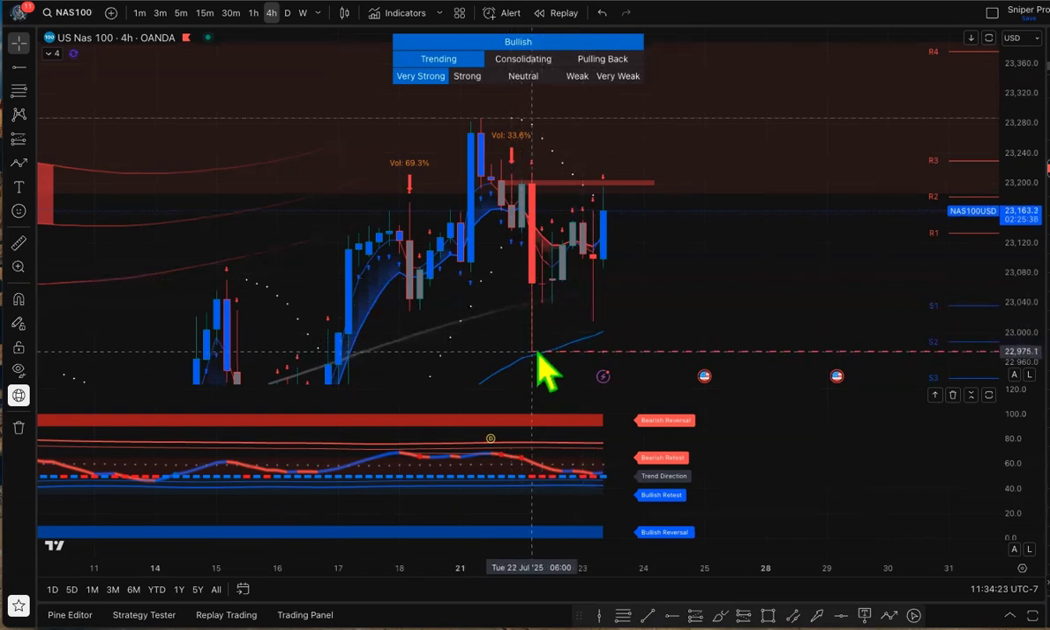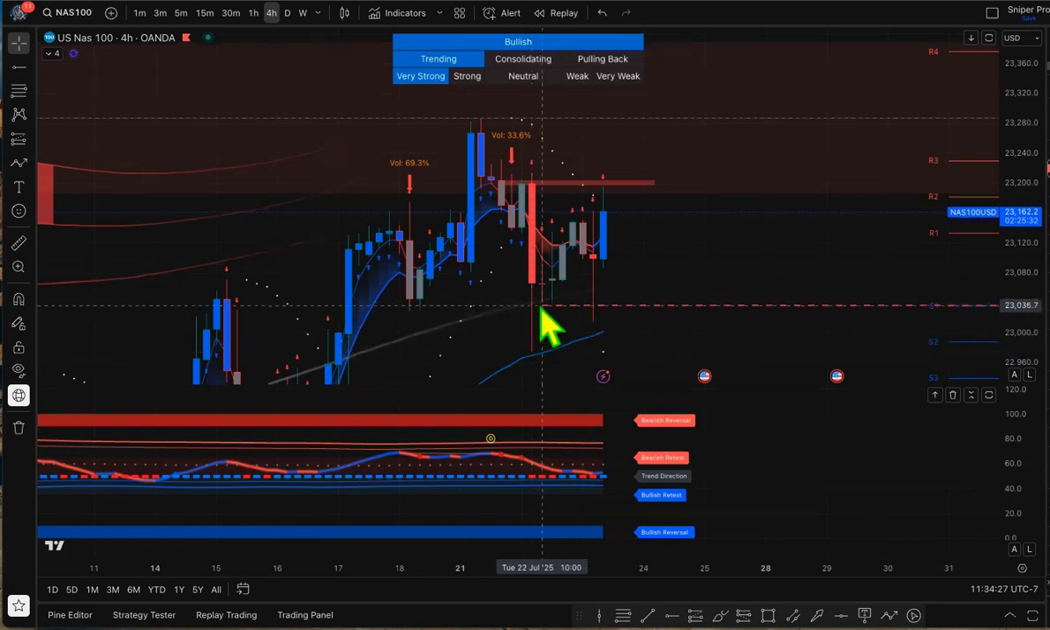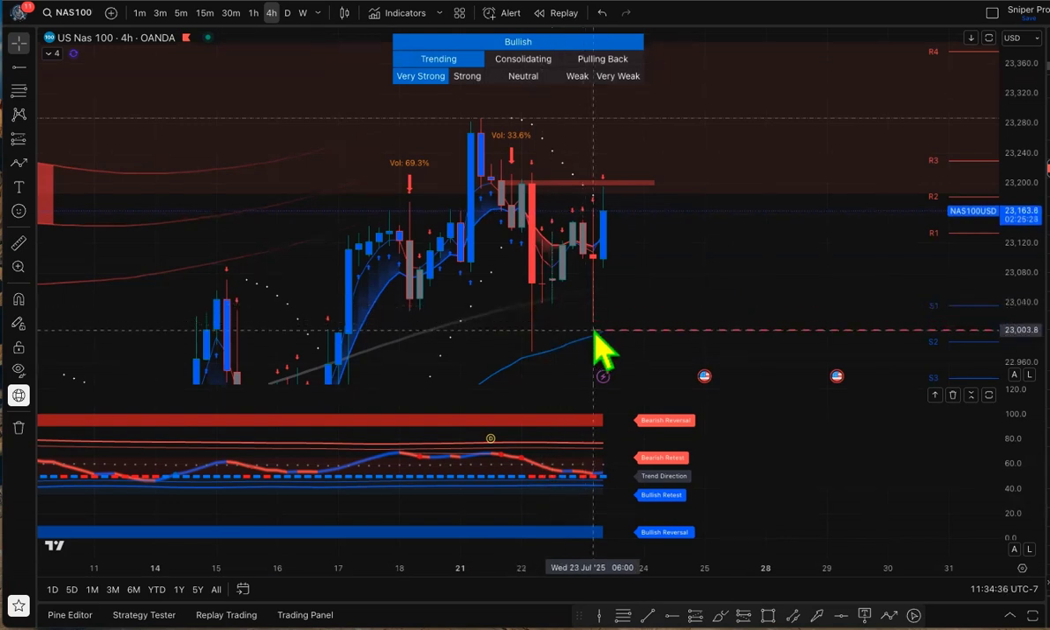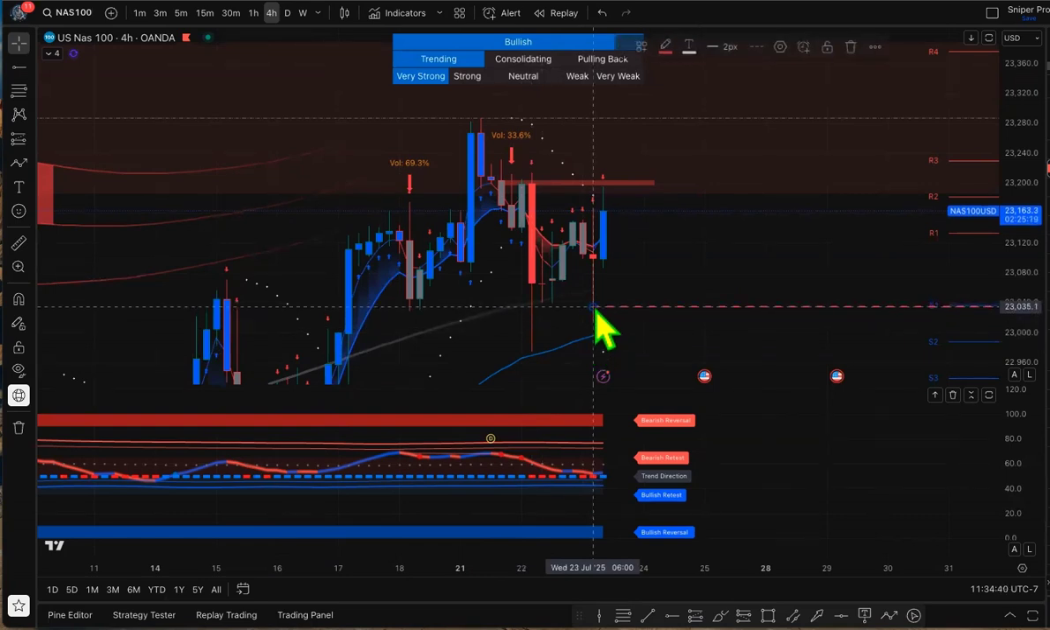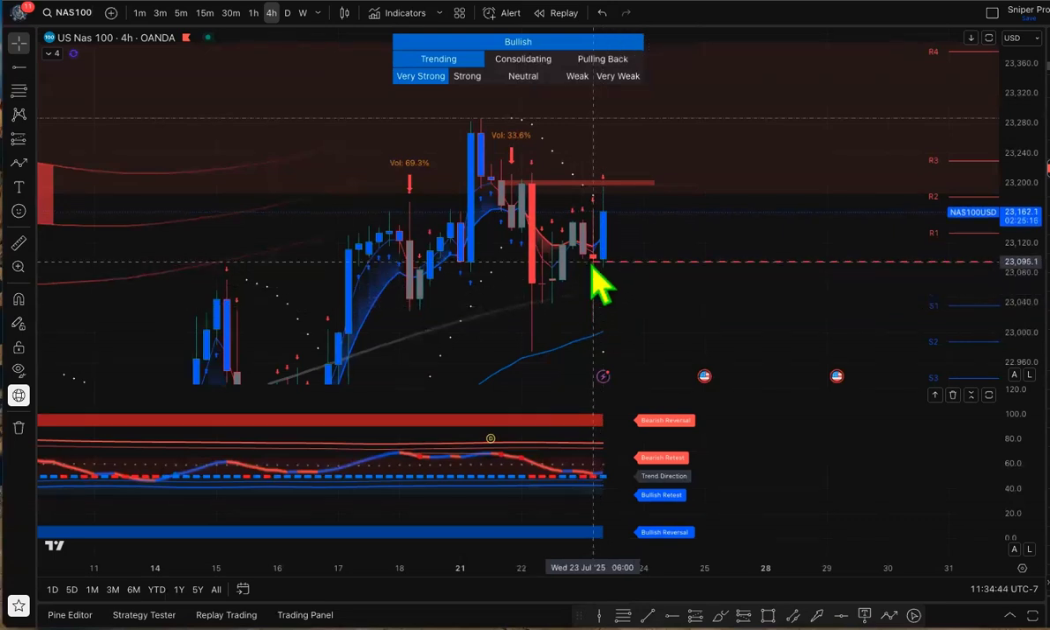This one came down and hit it. What did it do? Rejected off it. This one came down to the S1. What did it do? Rejected off it. That one tried it, rejected off it. This one did break through it, but really didn't go very far, and up it went. These are all pin bars. Don't forget a pin bar, if the pin is 2 times bigger than the body or more, it's going to go back up. So remember that about pin bars.